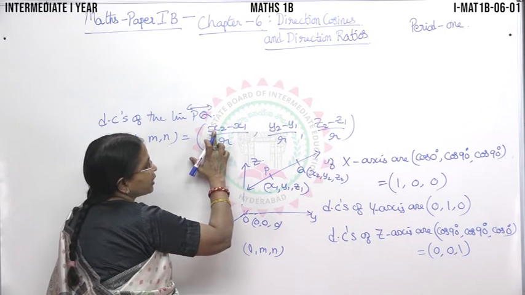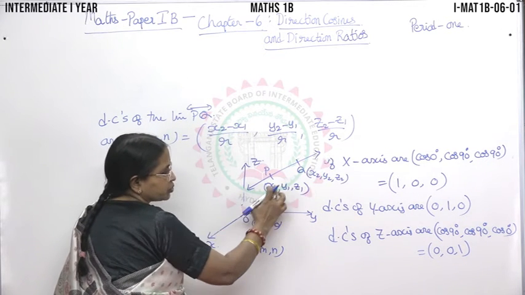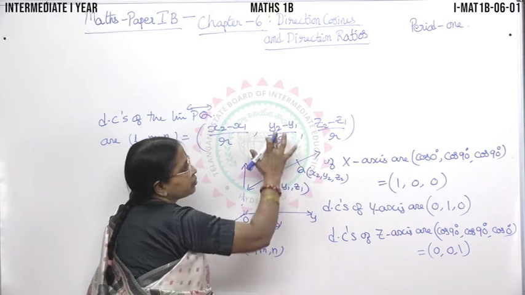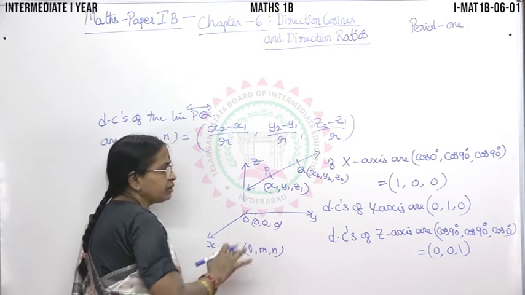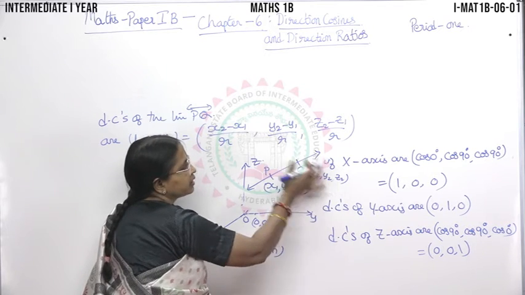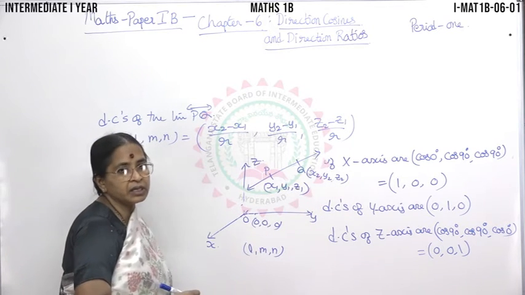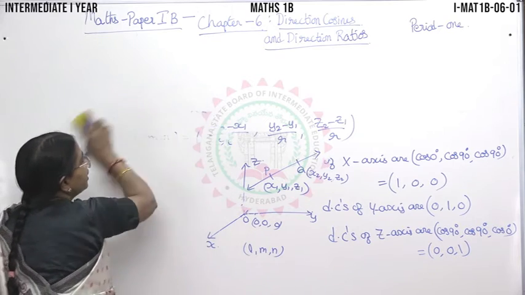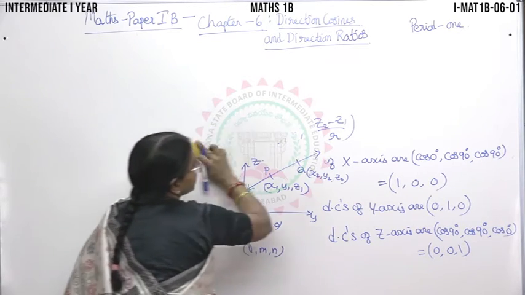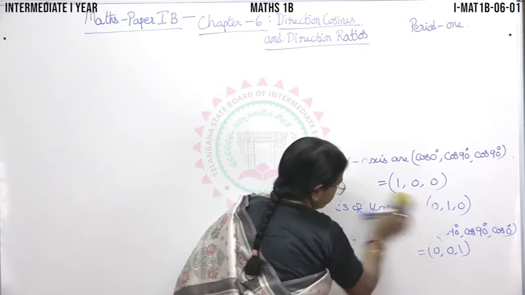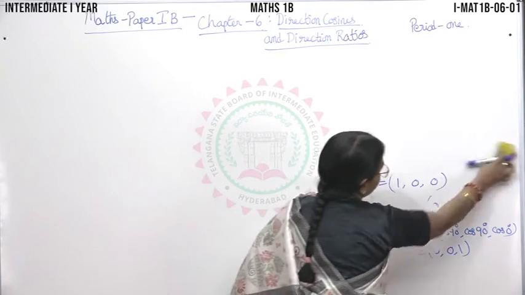So when you are taking x2 minus x1, then you have to take y2 minus y1 and z2 minus z1 here. Otherwise, you can take x1 minus x2, then it is y1 minus y2, z1 minus z2 here. Because L, M, N are the direction cosines, minus L, minus M, minus N are also the direction cosines. So you can subtract in any way, but it should be in that order for all the 3 coordinates.